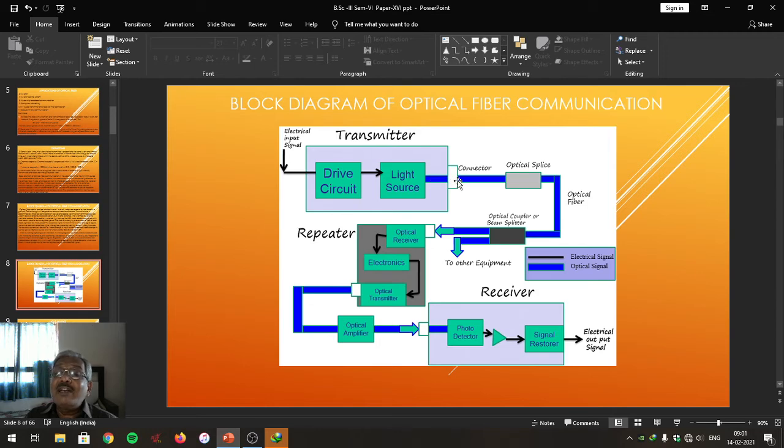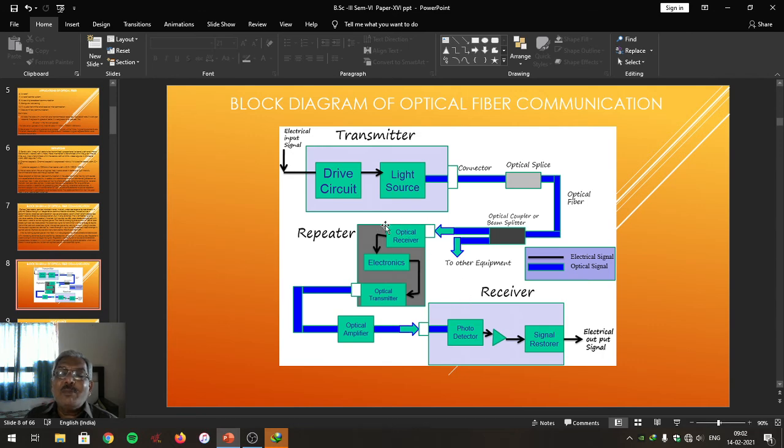So the modulated light passes through the optical fiber. Friends, try to remember, whatever is represented in blue is the optical fiber. Everywhere, whatever is represented in blue, it is the optical fiber. If two or more fibers are to be connected, then splicers are used. One can couple the two fibers with each other. This optical fiber is connected to the receiver. So this is the receiver block. Here the black signal represents the electrical signal, whereas the blue represents the optical signal, that is the light radiation.